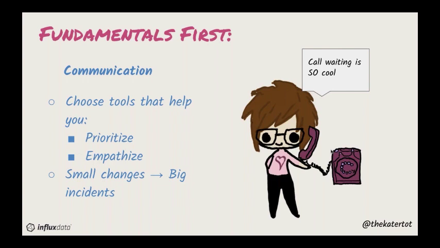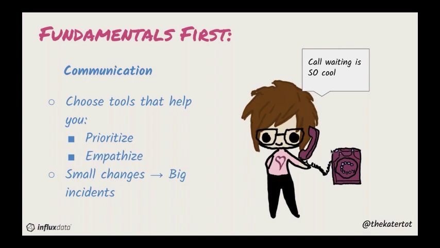When I say choose tools that help you prioritize, this can be something as simple as knowing that a Slack message means it's urgent and an email means it can wait. It's not necessarily always a tool. It can be a philosophy or even just a soft rule.